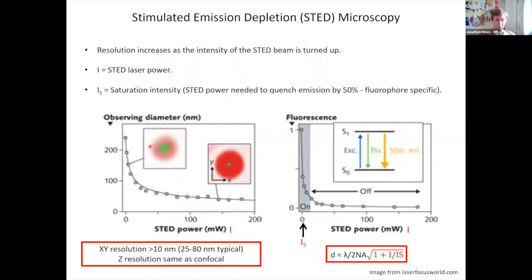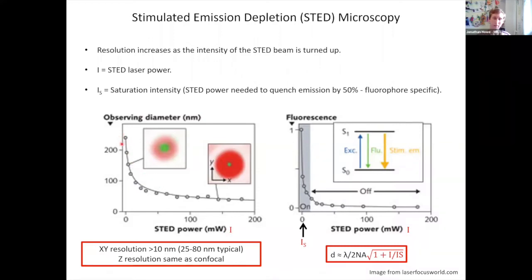The cool thing about STED is that you can tune the resolution. And you can do this by adjusting the STED laser power. The STED laser power is denoted I here.